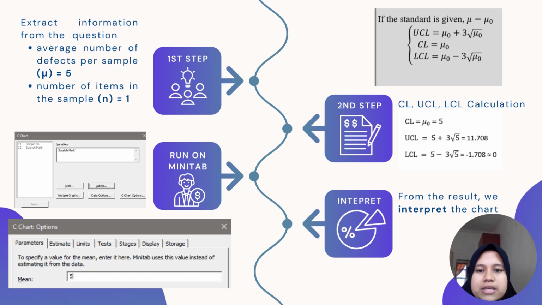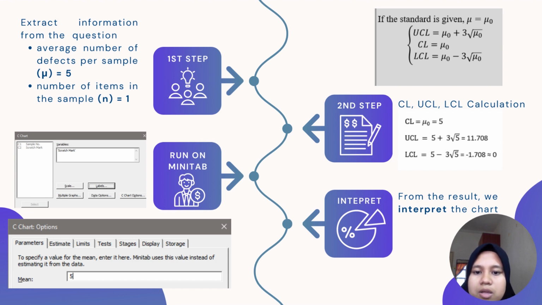To do the analysis, we must know what are the information given, which is the average number is set equal to 5 and the number of items in each sample is equal to 1. Second, we need to calculate the control limit, the upper and the lower, using the formula given in the slide, which is we get CL equal to 5, UCL equal to 11.71, and lower we get negative 1.71, which is negative values. Thus, we set it to 0.